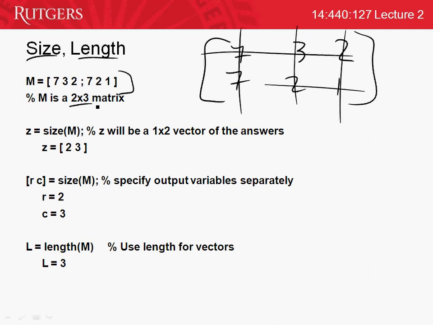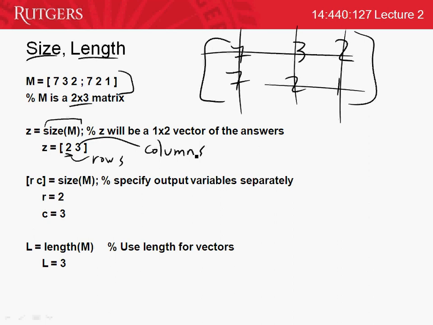If we say, tell us the size of the matrix M, as we do here, what we'll get is a vector. It's a 2-element vector basically, and it tells us the number of rows and the number of columns in that order. Okay, so it tells us the number of rows, number of columns.